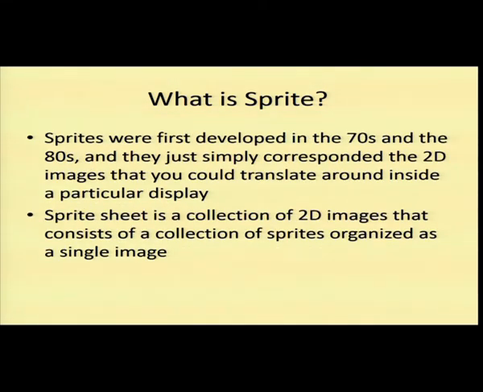Now, what else is a sprite? Sprites were first developed in the late 1970s and 1980s, and they simply correspond to 2D images, two-dimensional images, that can translate around inside a particular display. It is used for gaming programming, it is used for shooting programming. Sprite sheets, what do they consist of? They consist of a collection of 2D images, a collection of sprites organized as a single image.